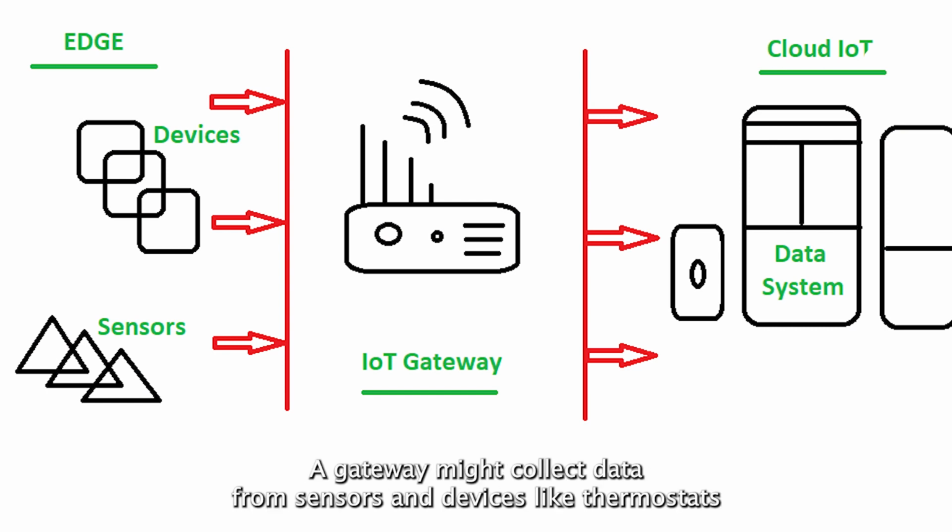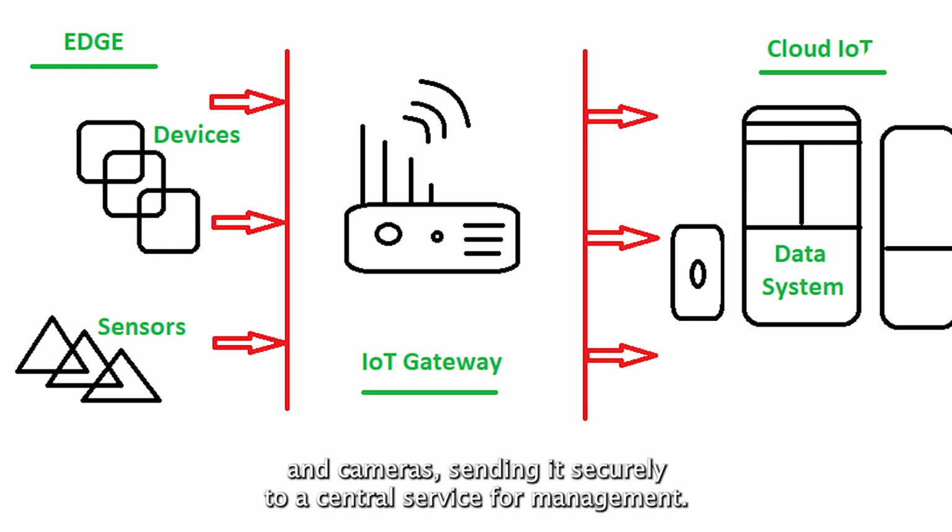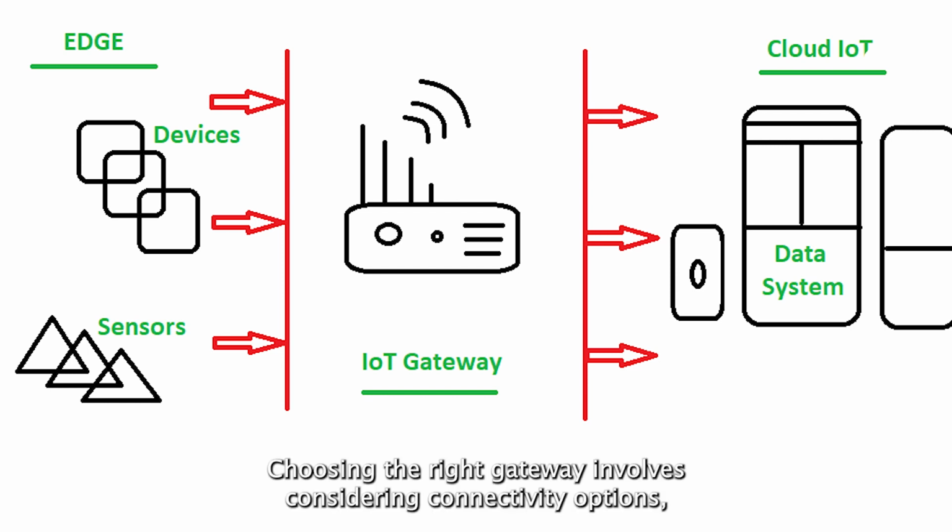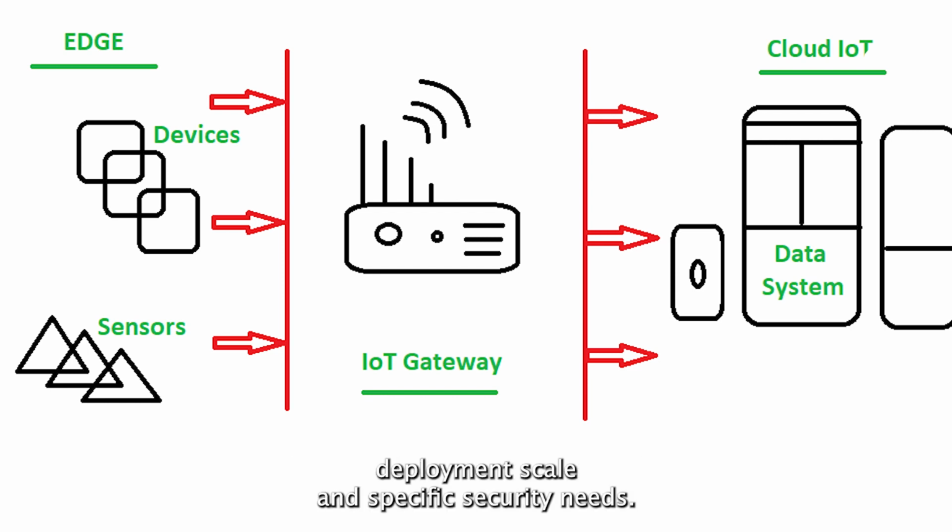In a smart home, a gateway might collect data from sensors and devices like thermostats and cameras, sending it securely to a central service for management. Choosing the right gateway involves considering connectivity options, deployment scale, and specific security needs.